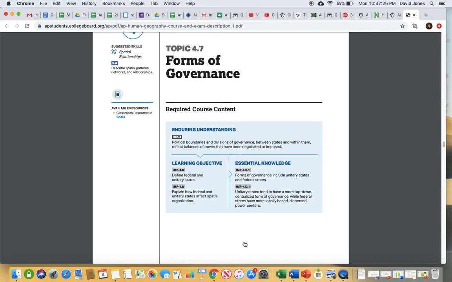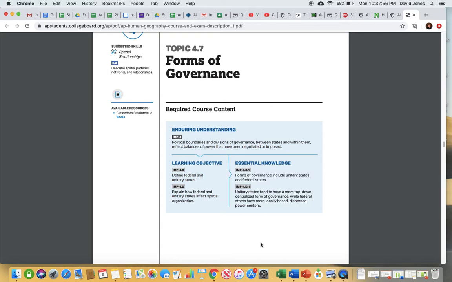Okay, unitary obviously means one. Federal, and if you remember last year from government, federalism is the sharing of power between state and federal governments. So a unitary state is a state or a country in which all the power is centrally located. Okay, federal government has all the power. Okay, a federal state is one in which power is broken up between the federal government and states. States have certain powers, federal government has certain powers.